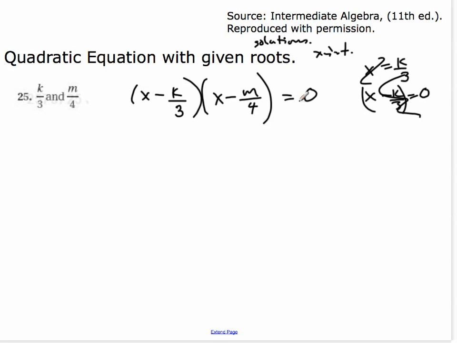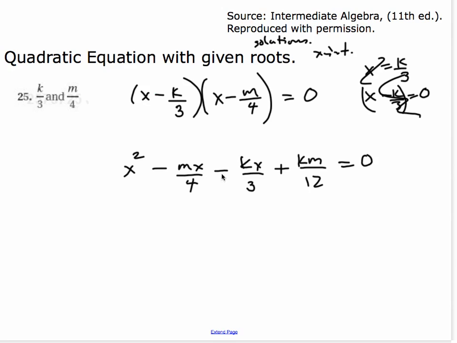And I guess I could leave it like that, but typically I'd like to write it out so it's not in factored form. So let's FOIL this out. x times x would be x squared. x times minus m/4 would be minus mx/4. And then this one times this one would be minus kx/3. And then this one times this one would be a positive km/12 equals 0.